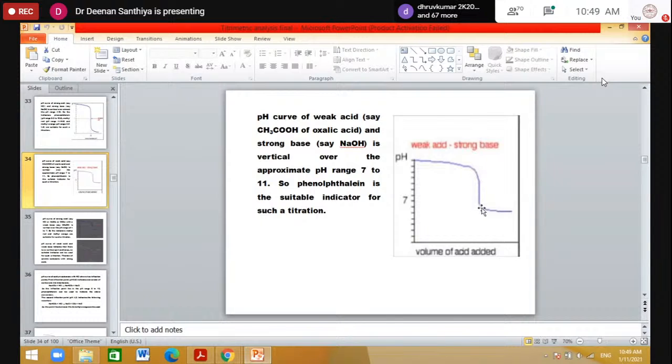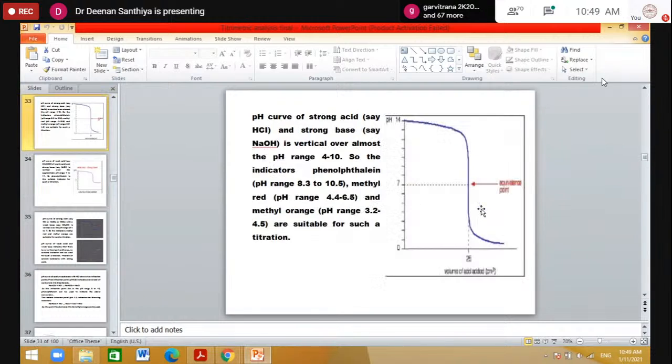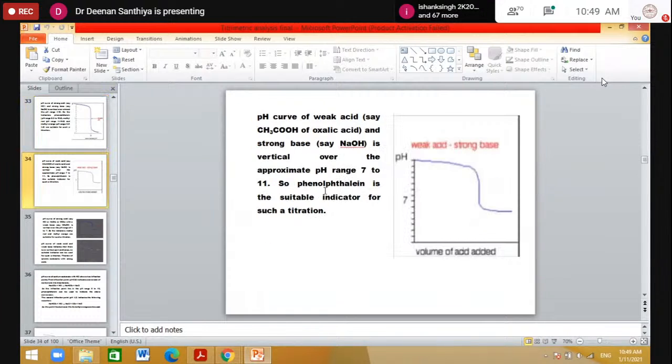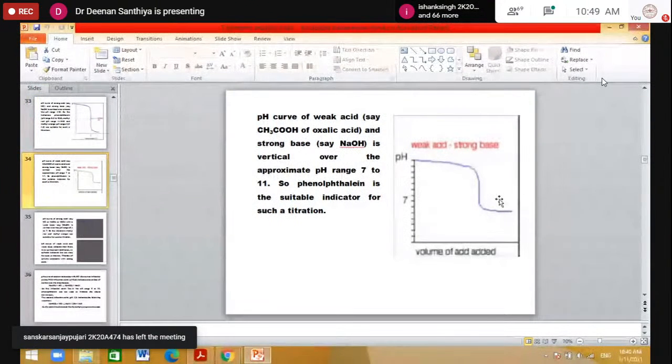So the color changing portion here is pH 7 to the end. What is the suitable indicator? The suitable indicator is phenolphthalein, because it changes color in the range of 8 to 10. This is especially for this type of experiment, to choose the suitable indicators. Fine.